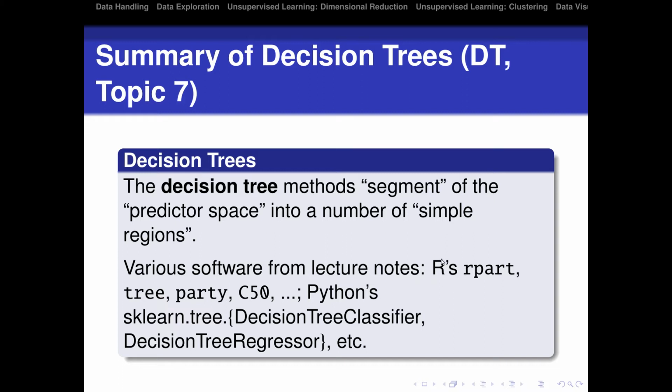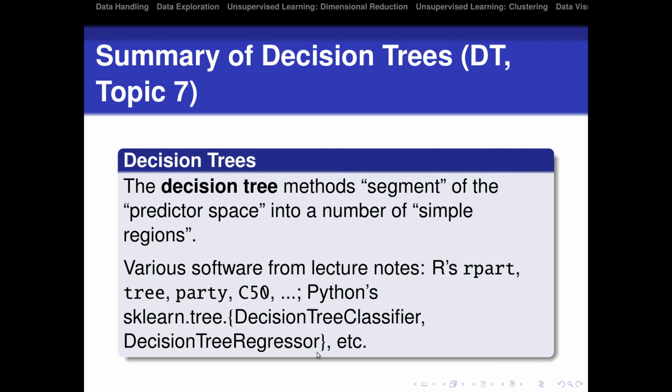I already mentioned that in R, we have the rpart package and tree, which support construction of decision trees. They are not the only packages for that. We have others such as party, C50, etc. In Python, it's a bit standardized. It provides just DecisionTreeClassifier for classification problems, and DecisionTreeRegressor for regression problems.